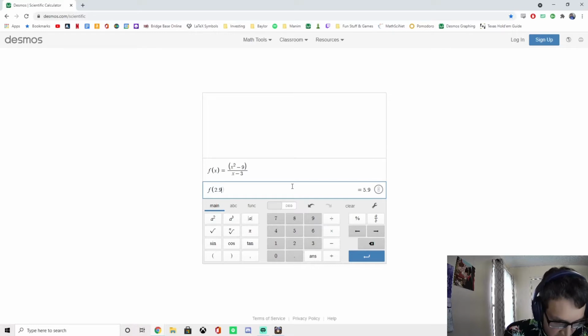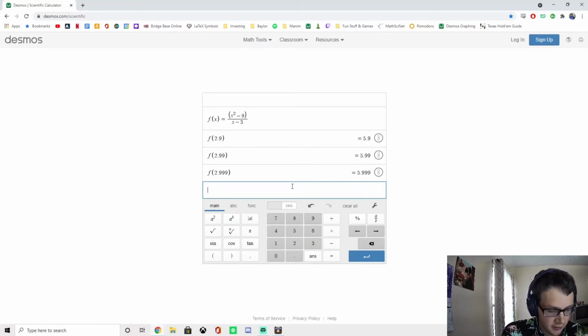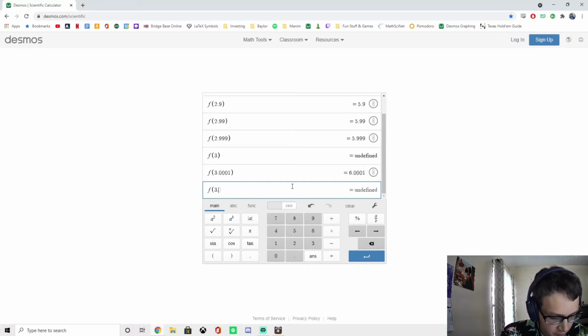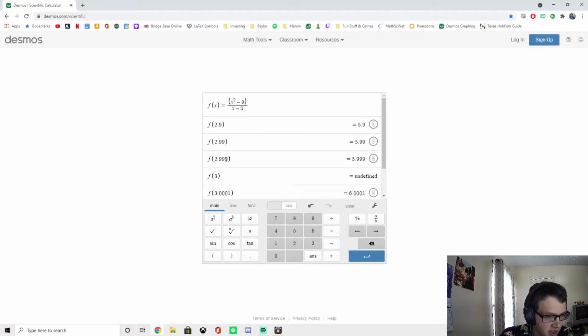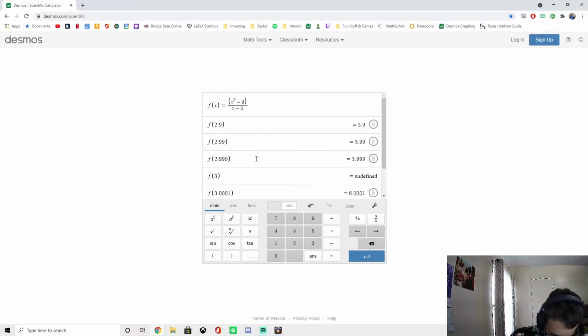And we're going to plug in increasingly close x values. So f of 2.9, f of 2.99, f of 2.999, f of 3 is undefined, of course, f of 3.0001, f of 3.001, and f of 3.01. So we've got some values really close to 3, both less than 3 over here and bigger than 3 over here. Let me plug these into my table before I switch back.